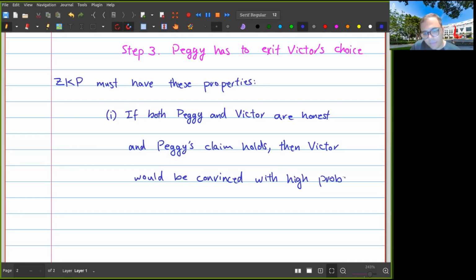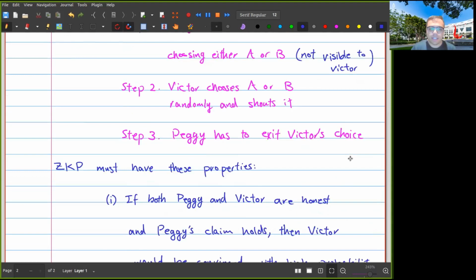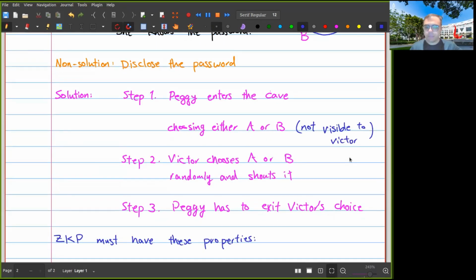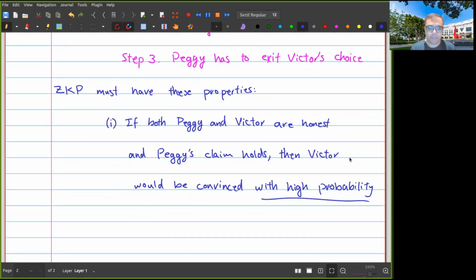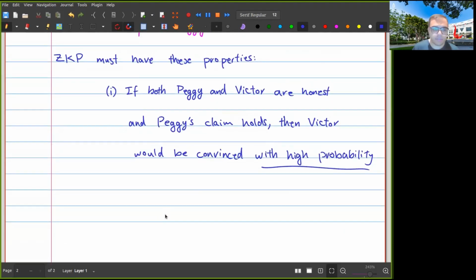And what I mean by this is that for any probability P, there is a way of making sure that the probability of Peggy actually being truthful is more than P. So the idea here is that if I just repeat it many times, I can make it so that the probability that Peggy was just really lucky becomes really small, right? So that's my first property that I want to have.